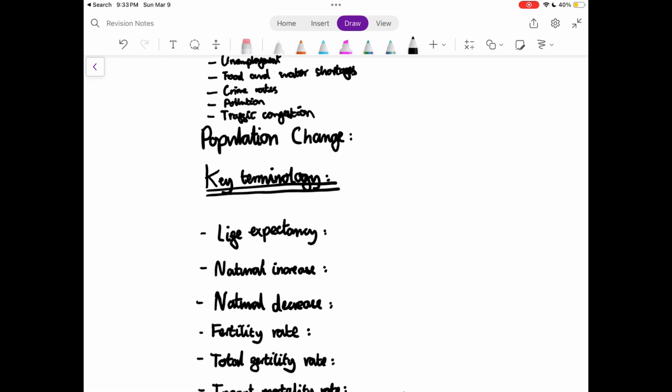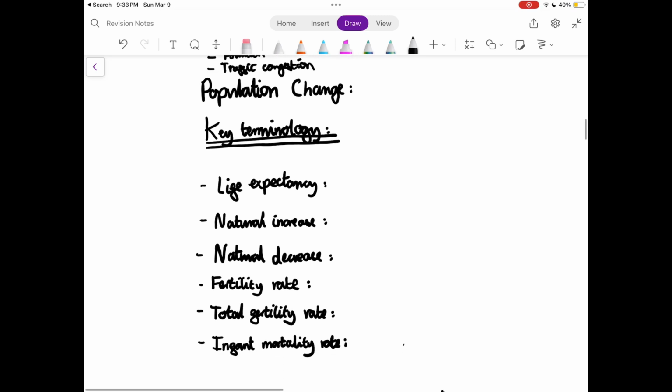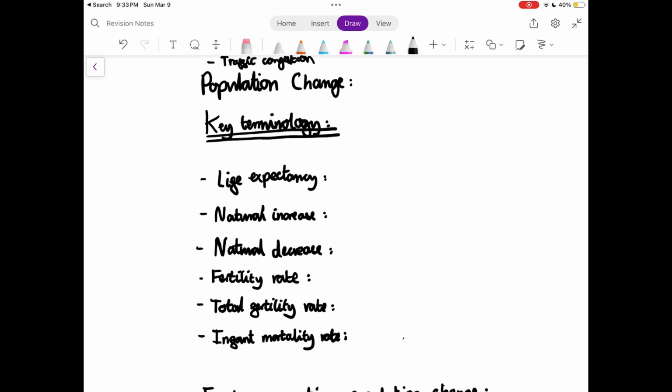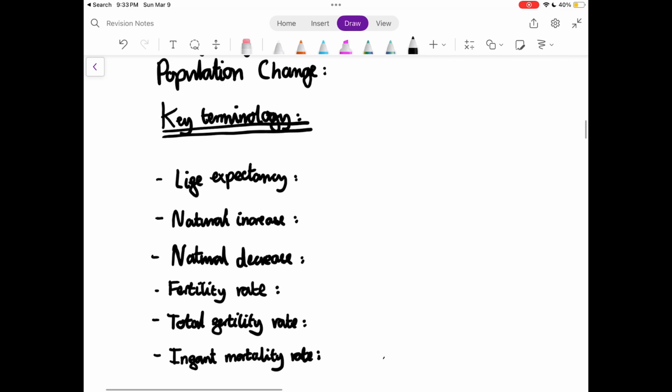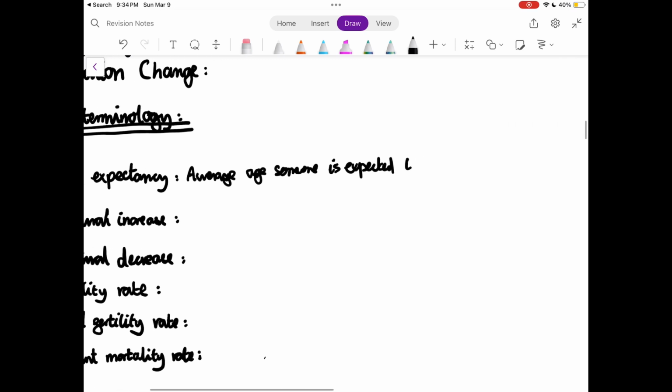Okay, so now we're going to move on to population change, and now we're going to go through some more key terms that you need to know. So the first one is life expectancy, and this is the average age someone is expected to live at the time they are born.